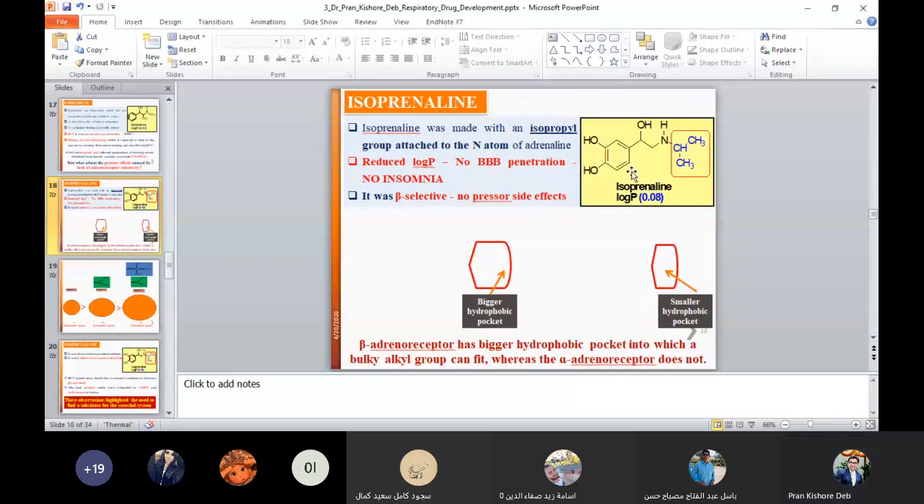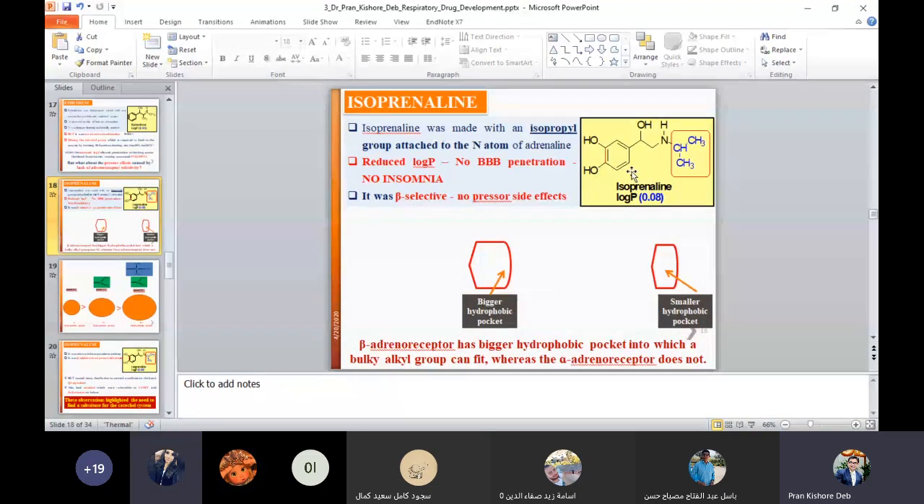CNS effect. Two advantages. It does not penetrate the blood-brain barrier, and it's beta selective. Does not have any pressure effect. No, I said compared to adrenaline. One advantage. Only one. More selective. It just connects to the beta receptors. So compared to adrenaline, it has only one advantage. That is, it does not show pressure side effect.